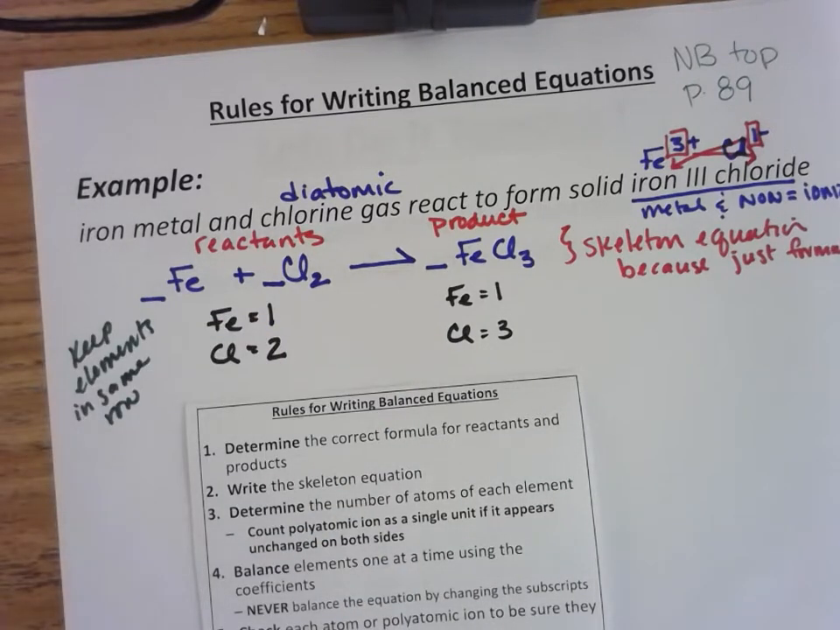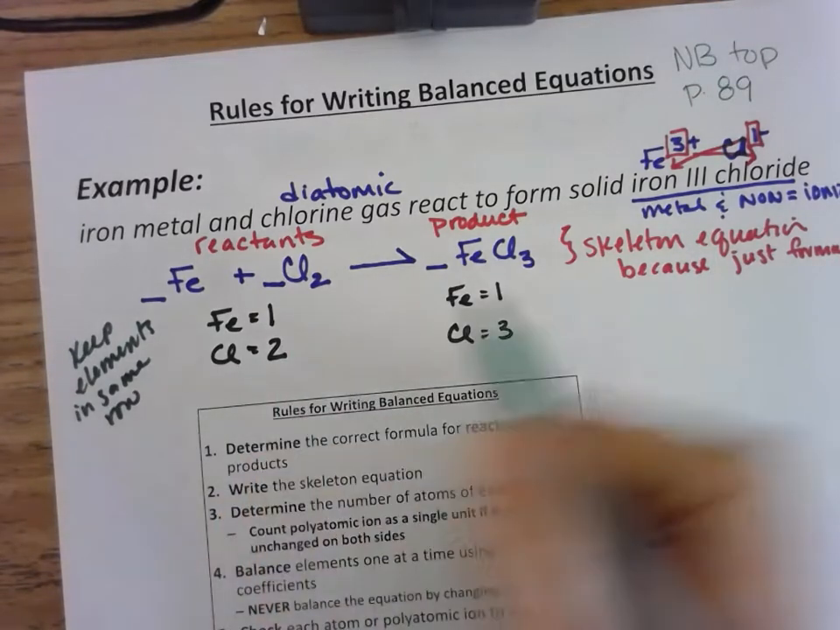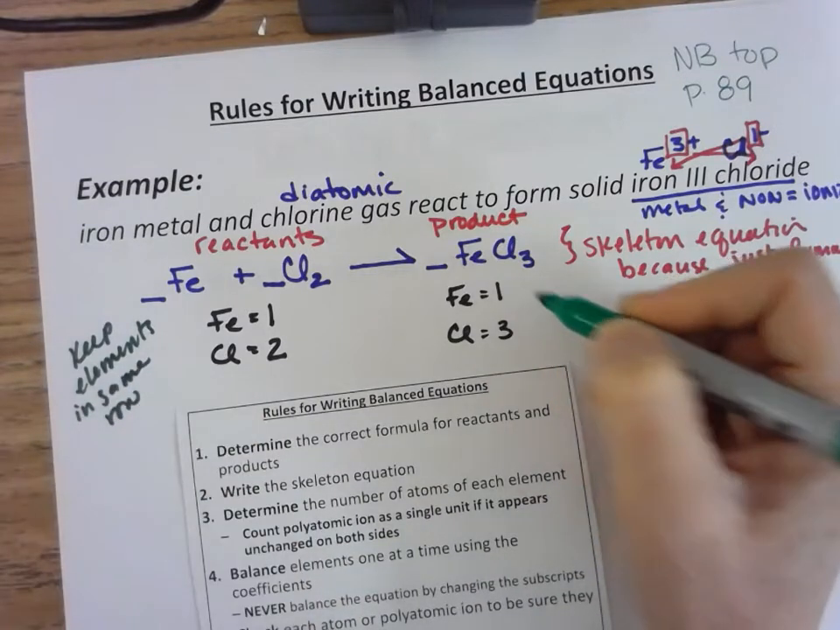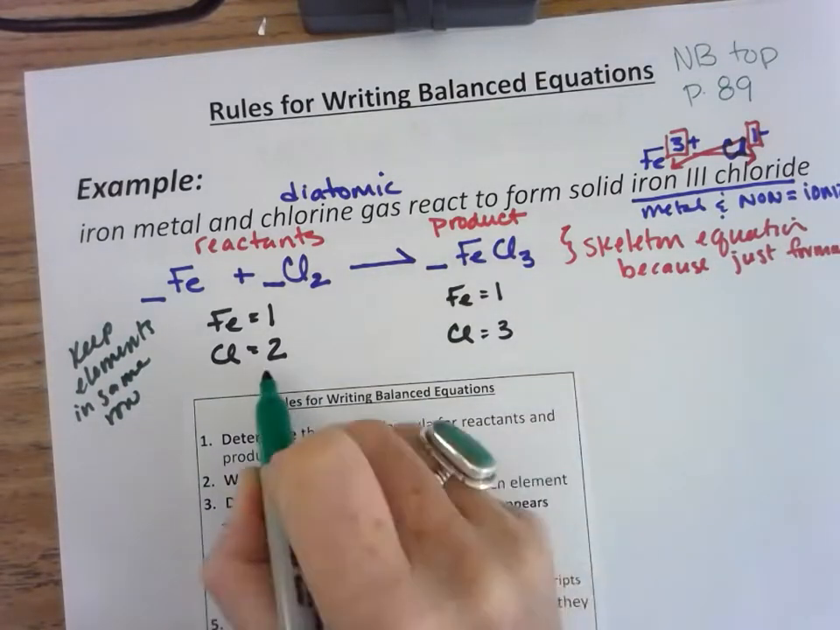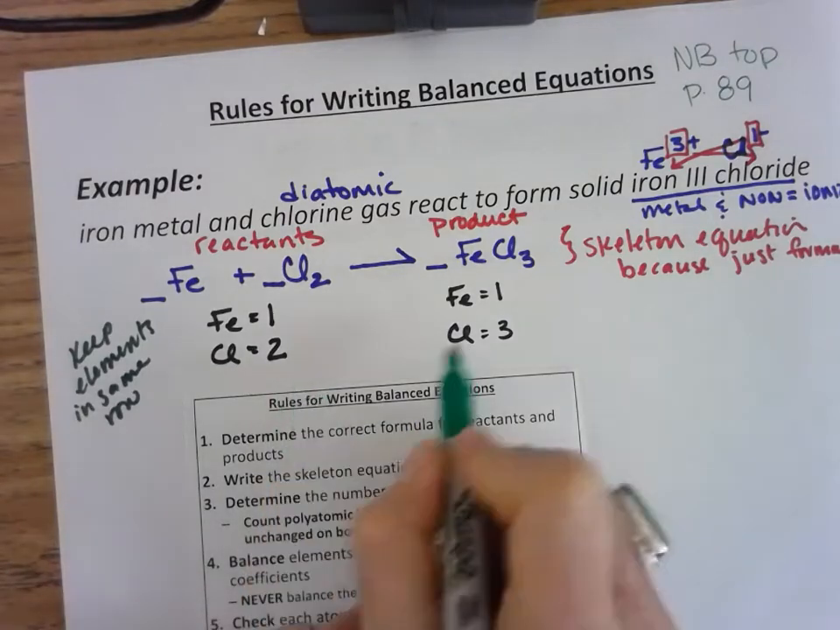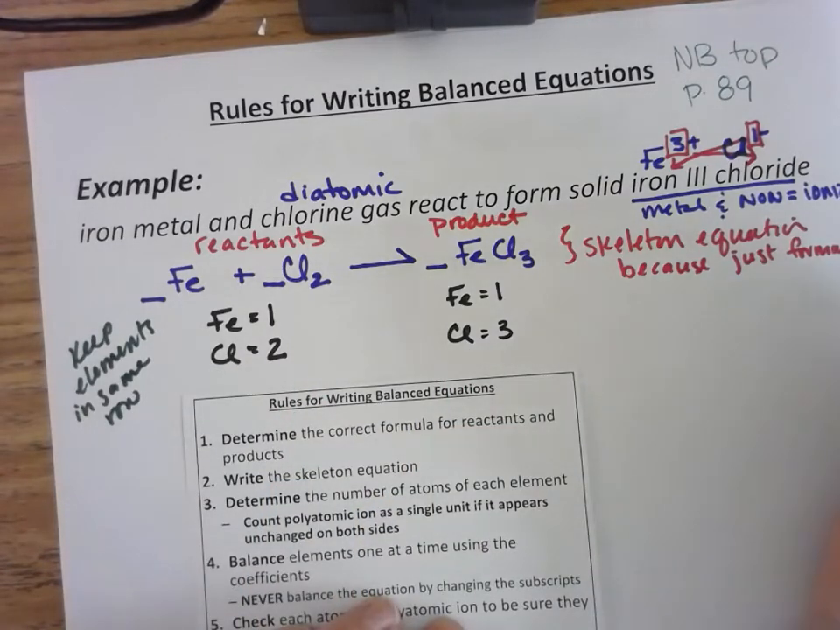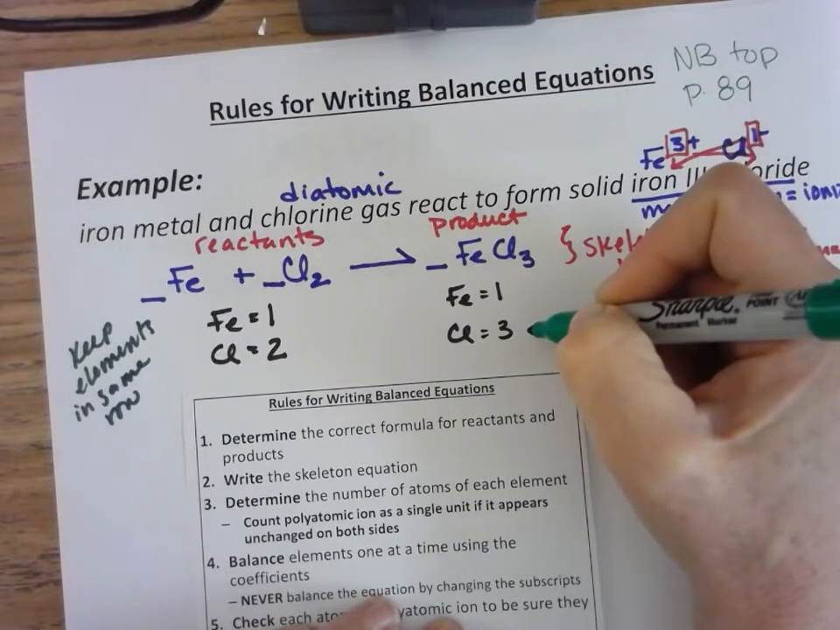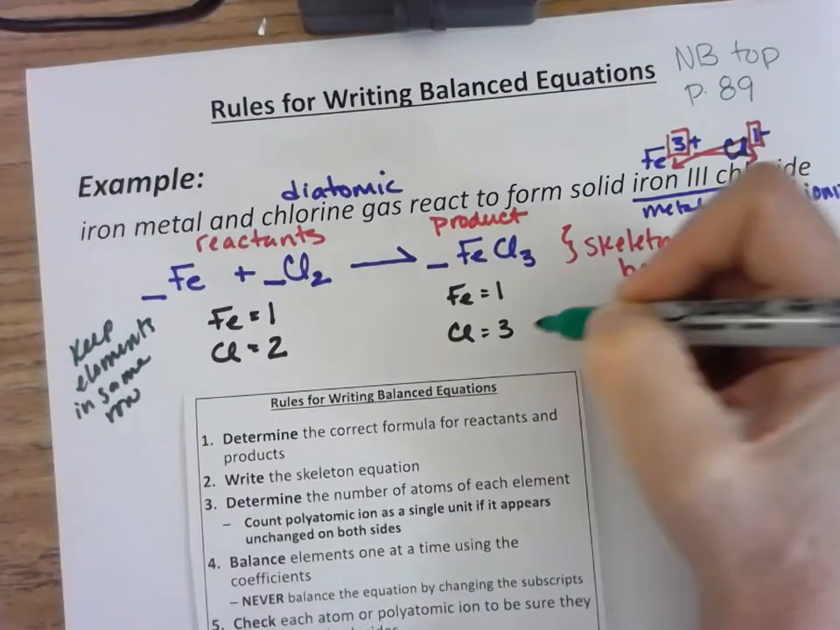I'm going to take a look here. Right. So I have my irons balanced on both sides. I have 1 iron on the reactant side and 1 on the product side. But for my chlorines, I have a 2 and a 3. As I'll show you in a second, one of the best ways to deal with this odd even situation is to make this one even.